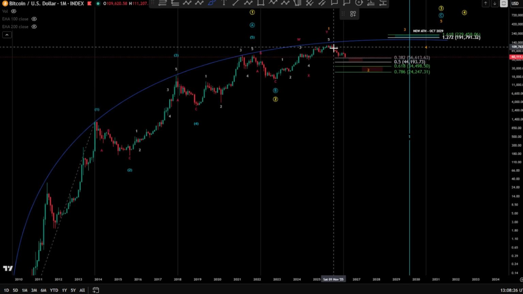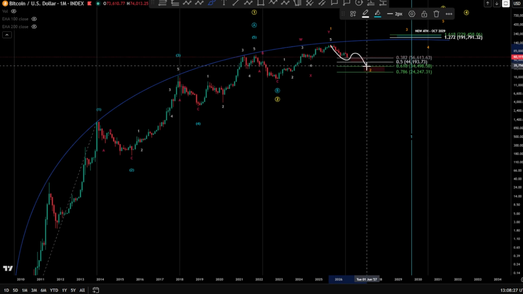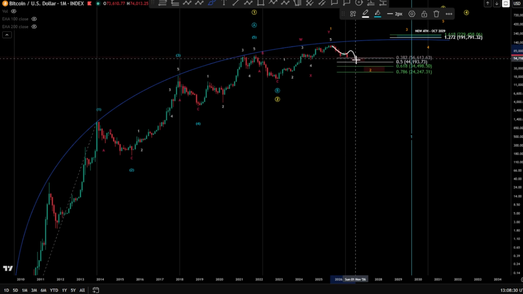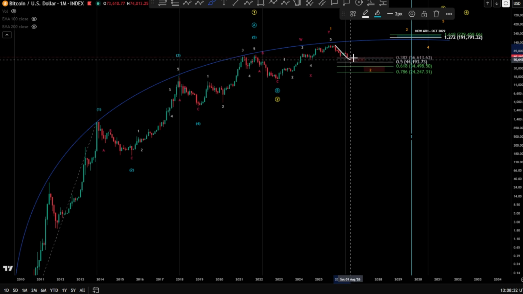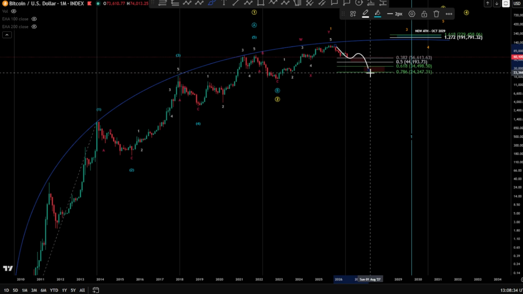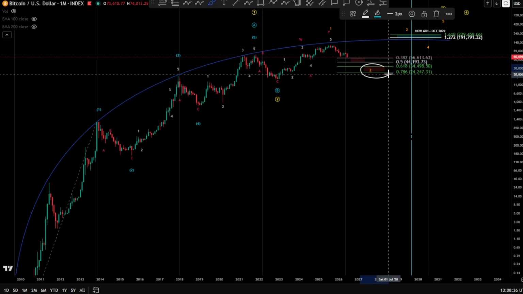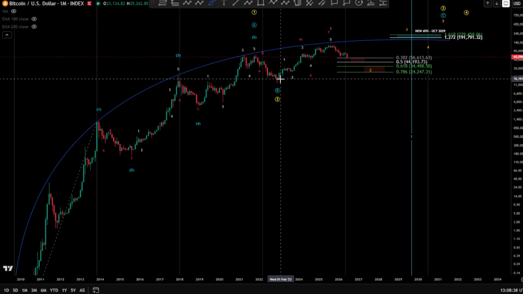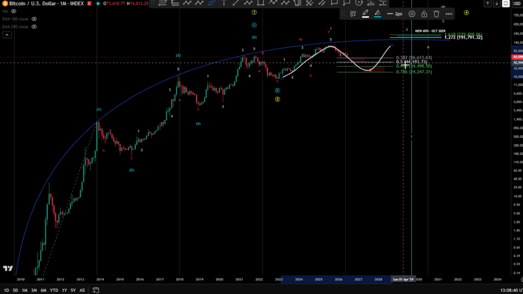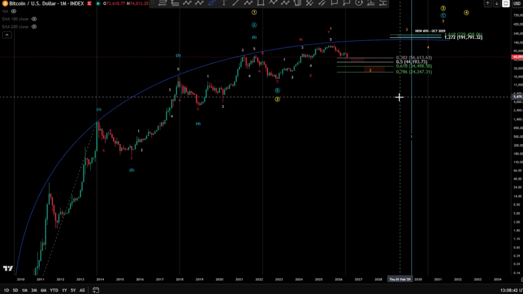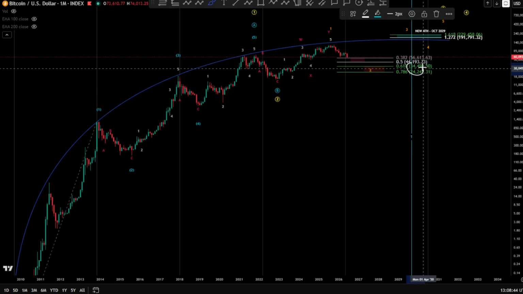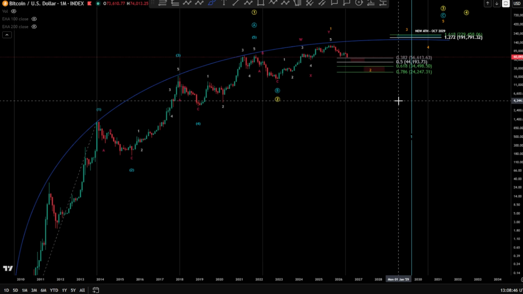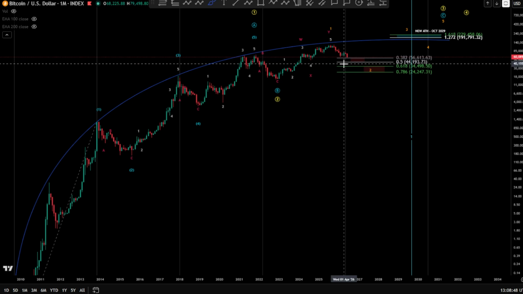We are looking for a 3 waves structure to be completed, whether it is a shallow 3 waves or a deeper 3 waves towards the downside. Of course, the deeper correction here might still get the perfect fib levels in a wave 2, 0.618, 0.786, around the 24 and 34 or 35K for Bitcoin.